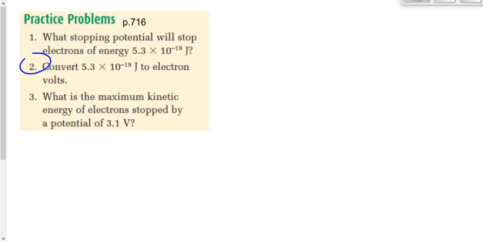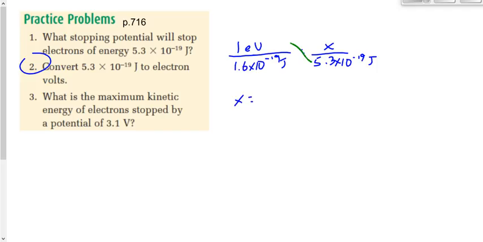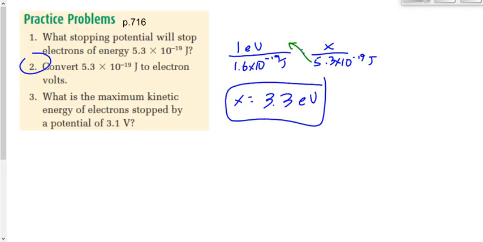Convert joules to electron volts. We know that 1 electron volt is equal to 1.6 times 10 to the minus 19 joules. We know that X electron volts is 5.3 times 10 to the minus 19 joules. So what we're going to do to find X is take the 5.3 up by multiplying, get it to the top, and then divide it by 1.6 times 10 to the minus 19. That should give us somewhere in the range of 3.3. We're going to round that to 2 digits, 3.3 electron volts. Does that make sense?